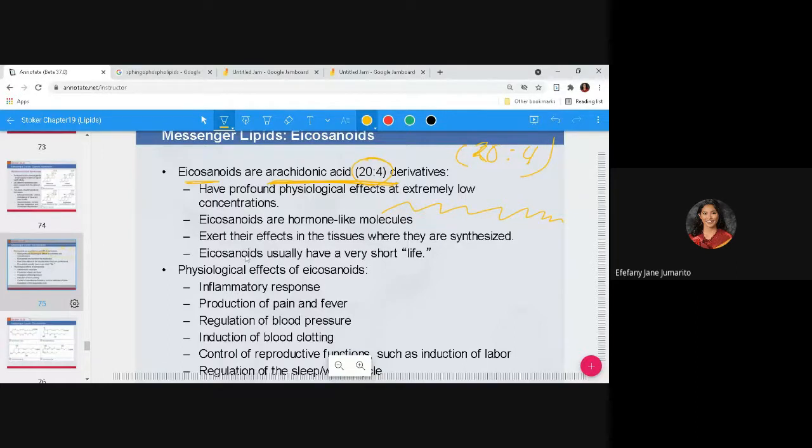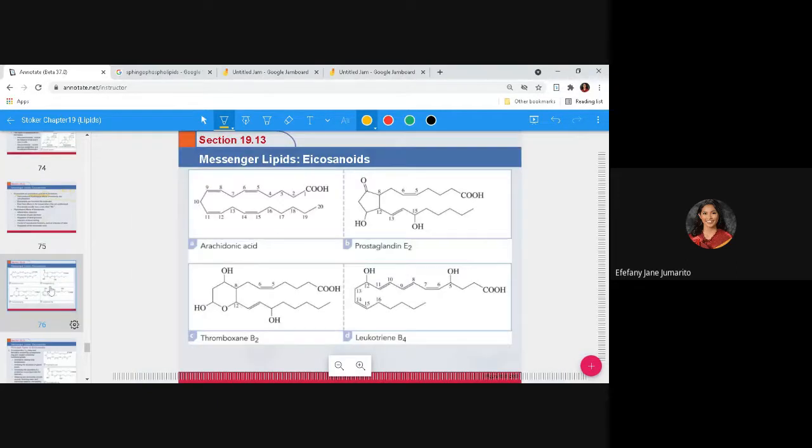Hormone-like, they exert effects in the body: inflammatory response, induction of blood clotting, it helps if you have a blood clot. Also regulation of blood pressure, control of reproductive functions such as induction of labor, and regulation of sleep.